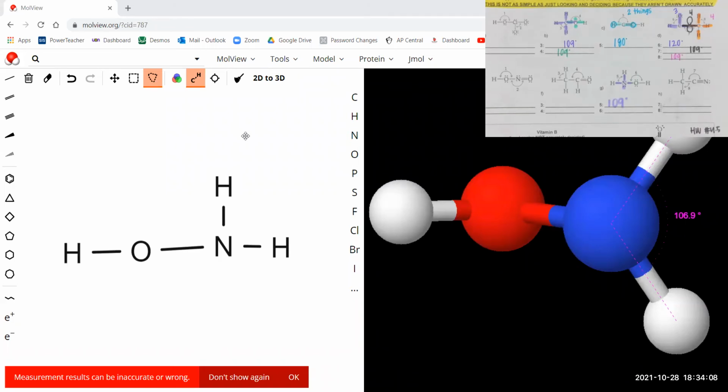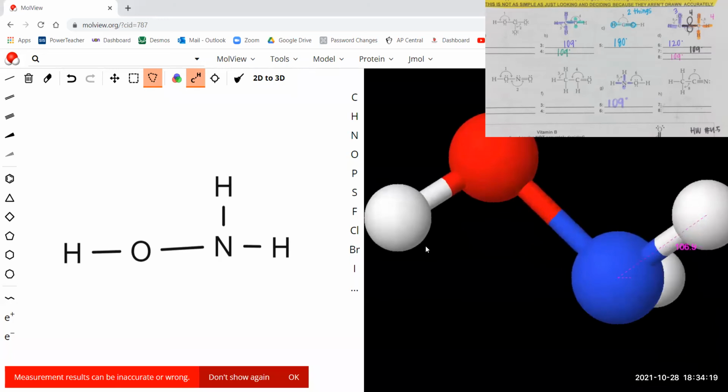I'm guessing 109, but in real life it would be 107, but that's pretty accurate. The other thing that I would be looking at here is the oxygen, which is bonded to 2 lone pairs and 2 other atoms. I would imagine that this would also be 109. And in mold view, I can check.